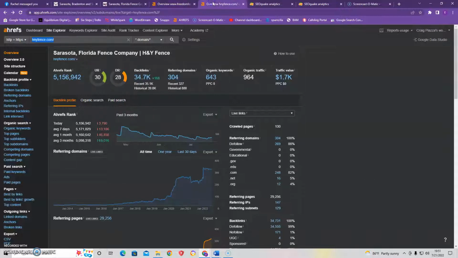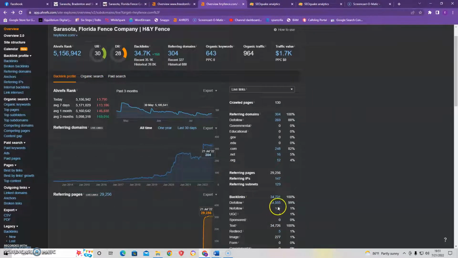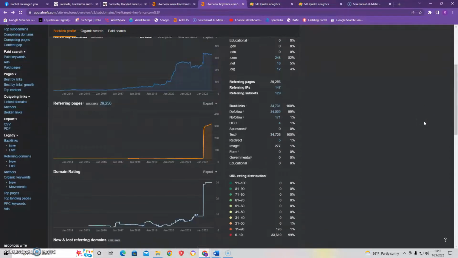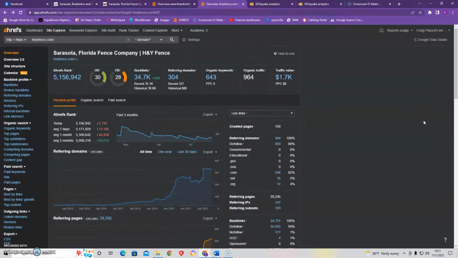So let's look at your competition here. H&Y Fence is at a DR of 28, which is way more, and they have almost 35,000 backlinks, with a majority of those being dofollow. And as we can see, they're driving in a ton of organic traffic. So what that means is they have a ton of money invested into their SEO.